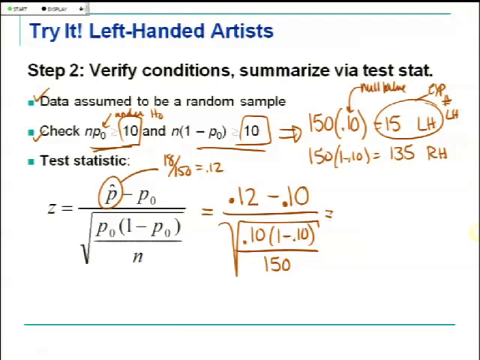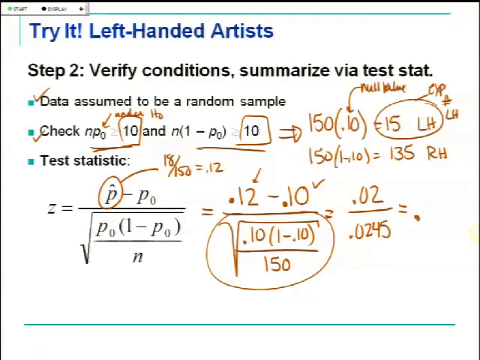I'm standardizing my data. I'm comparing it to the null theory. I'm pretending H naught's true. So this should be the mean, and this should be the standard deviation, and seeing whether 12% looks unusual or somewhat compatible. On top, we've got a 2% difference. The denominator, or standard deviation, would be about 2.5%, 2.45. So my test statistic value is only about 0.82.